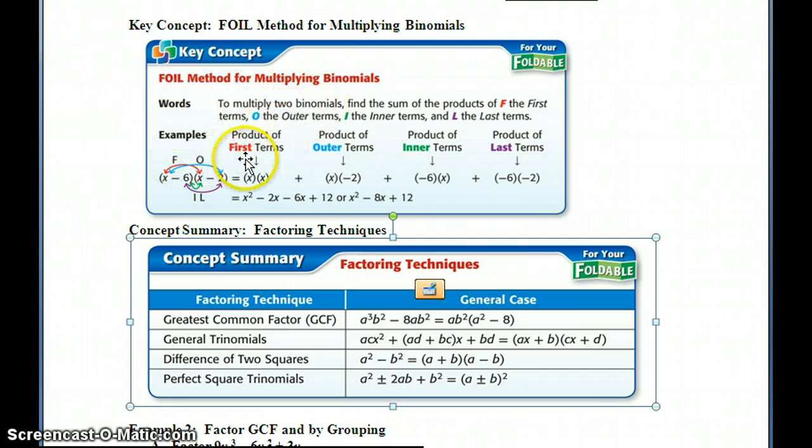It's just multiplying two binomials. But that has a lot to do with factoring, and factoring is like the backwards foiling kind of thing. But I wanted to go through these four types of factoring with you because we're going to start using those to solve parabolas. And so the greatest common factor is the first thing that we use for factoring. We factor out a greatest common factor.